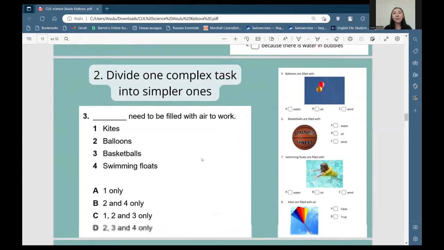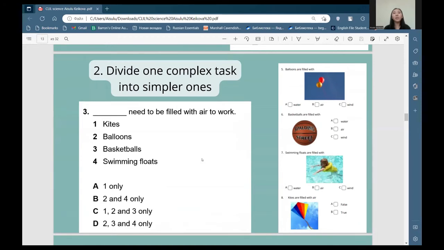Another example of scaffolding is dividing one complex task into simpler ones. Here you can see there is a two-level question. So a child has to analyze and also focus on which numbers to choose. Answer A would be only 1, B 2 and 4, C 1, 2 and 3, and so on.